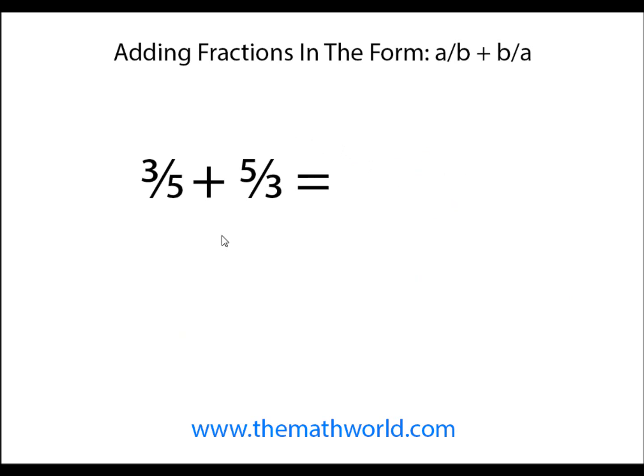The last example we're going to look at is 3/5 plus 5/3. We're going to take 5 minus 3, square this number. So 5 minus 3 is 2, squared is 4. 4 is going to be our numerator. Then we're going to take 5 times 3. That's going to be our denominator, so 15.